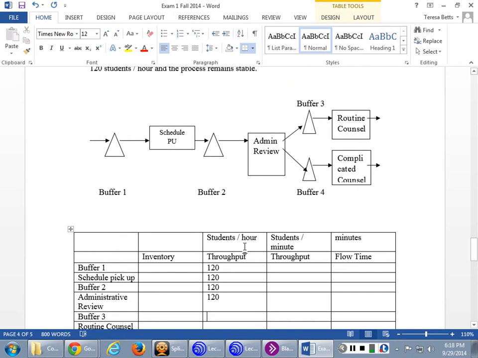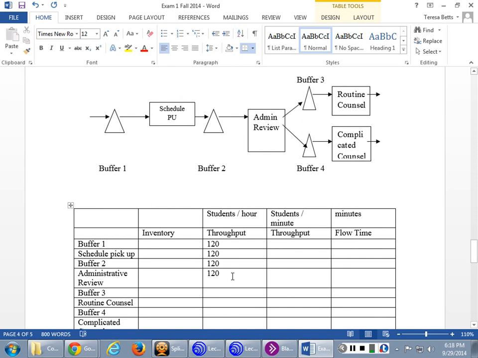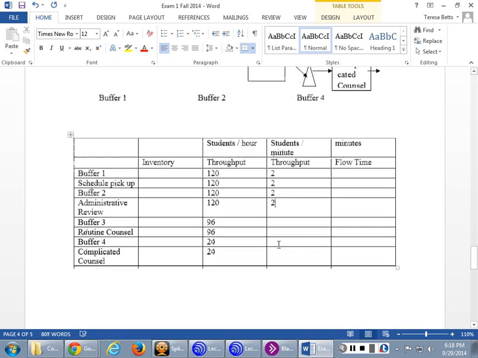It's 80%. Right, 80% stay at buffer 3 and for routine counsel, so 80% of 120 must be 96. And then the other 20% go through the buffer 4 and the complicated counsel, right? And if I convert this to students per minute, it stays at 2, 2, 2, and 2.